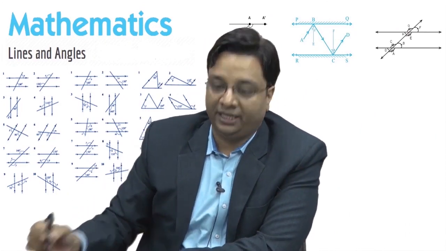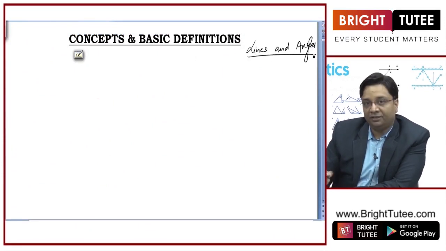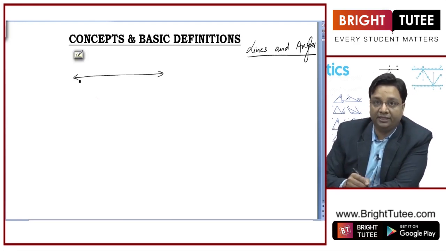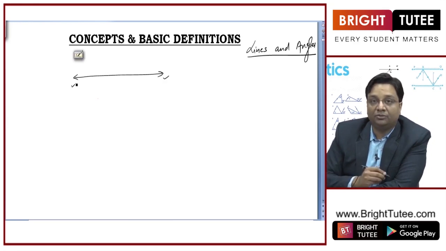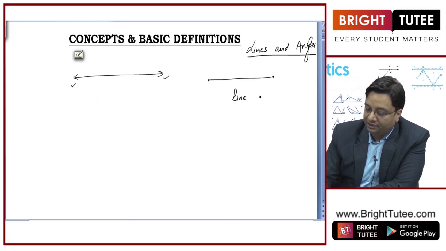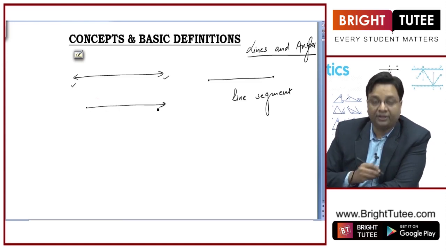Let us start a new chapter today, lines and angles. Every one of us knows what a line is, right? It extends up to infinity on both sides. That is why there are arrow marks on both sides. And a finite length line is known as a line segment, right? And if it starts from a point and goes on the other side up to infinity, then we call it a ray.